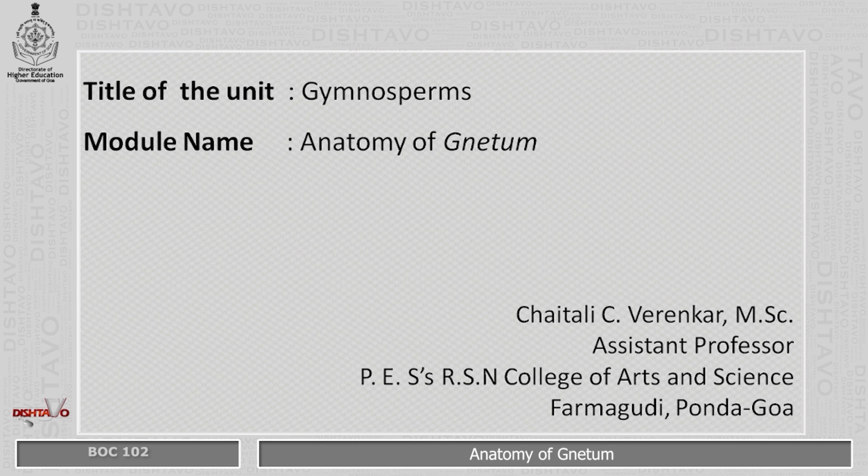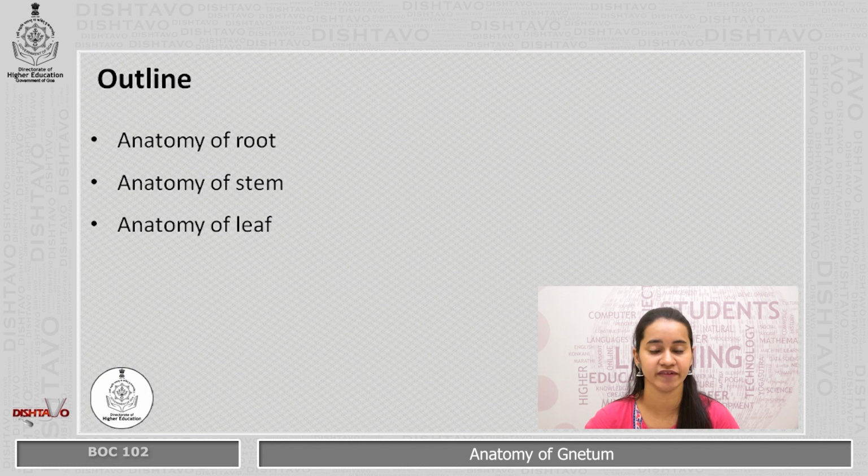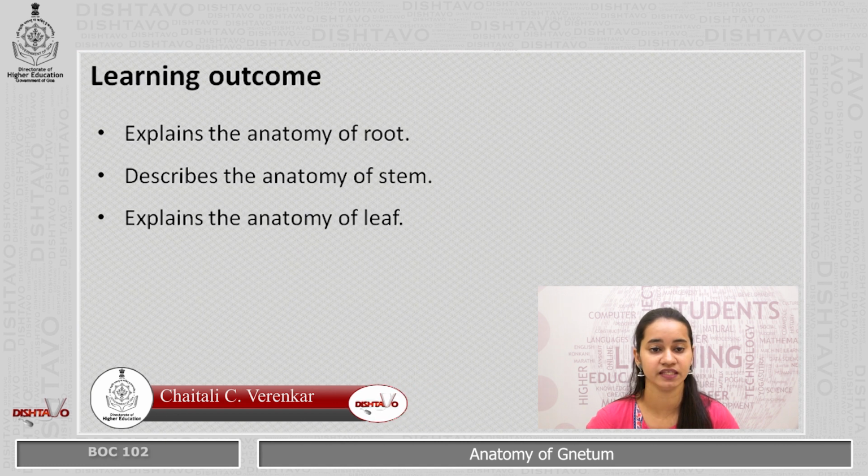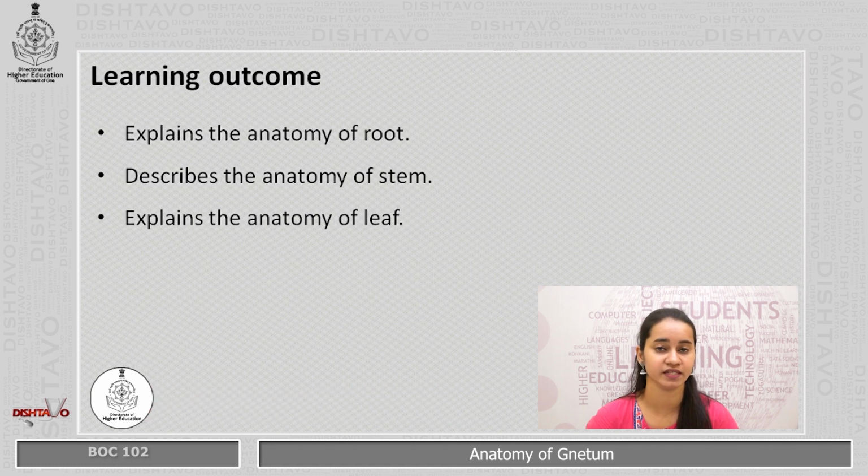Title of the unit is Gymnosperms and module name is Anatomy of Neem. This is the outline wherein we are going to study about the anatomy of fruit, anatomy of stem and anatomy of leaf. These are the learning outcomes wherein the learner is again going to study about anatomy of fruit, stem and leaf.